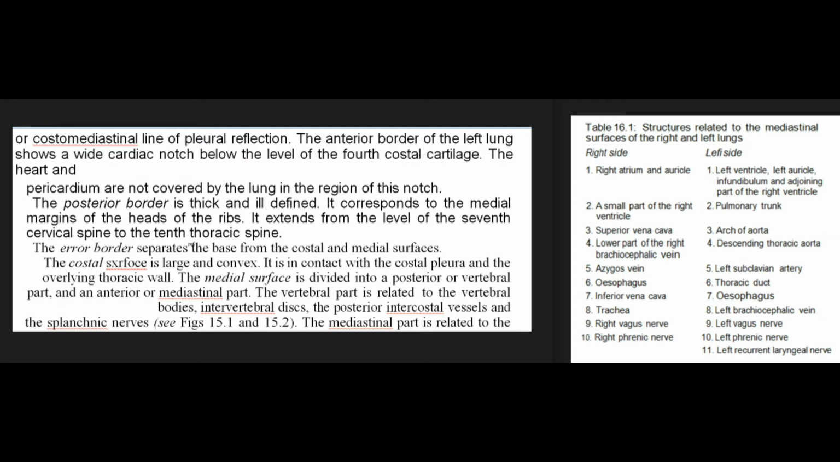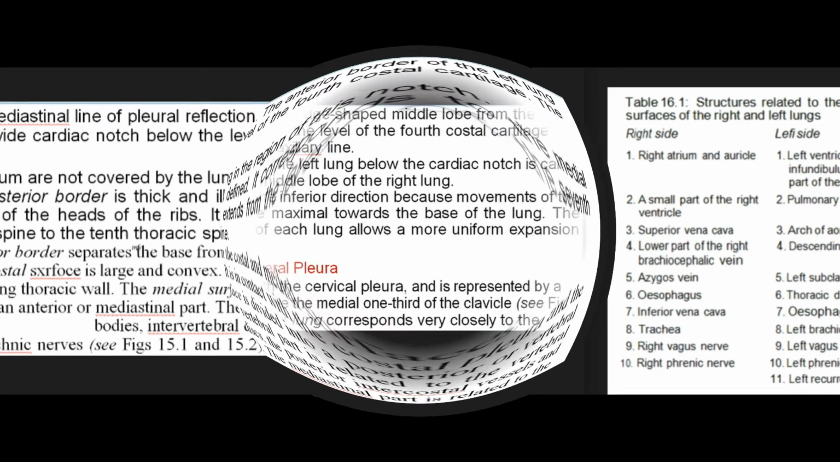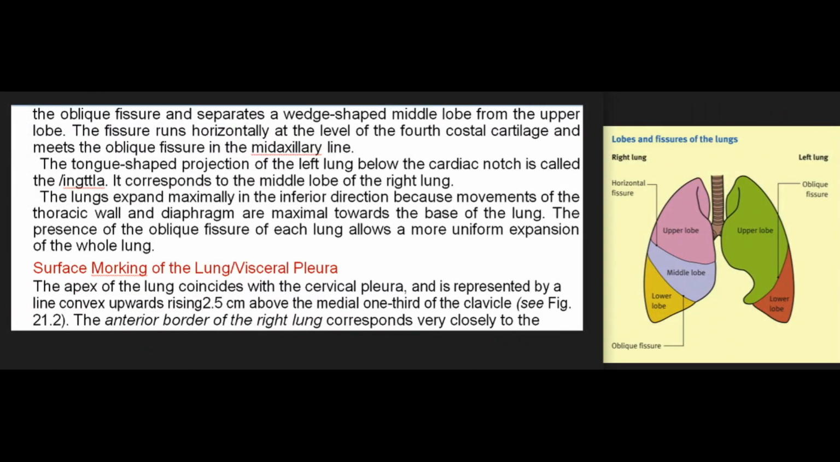Due to the oblique plane of the fissure, the lower lobe is more posterior and the upper and middle lobe more anterior. In the right lung, the horizontal fissure passes from the anterior border up to the oblique fissure and separates a wedge-shaped middle lobe from the upper lobe. The fissure runs horizontally at the level of the fourth costal cartilage and meets the oblique fissure in the mid-axillary line. The tongue-shaped projection of the left lung below the cardiac notch is called the lingula. It corresponds to the middle lobe of the right lung.